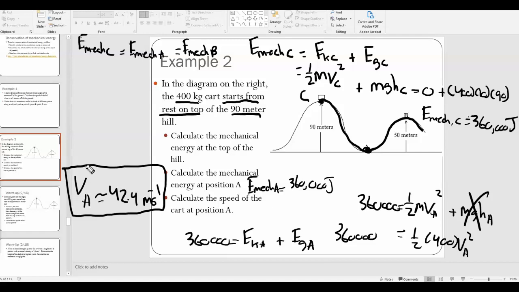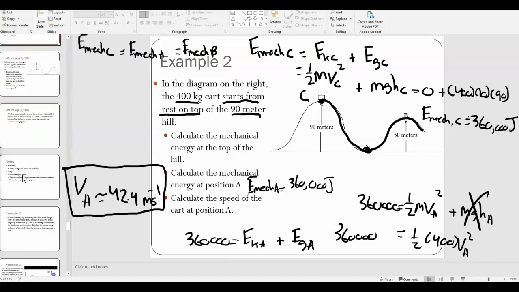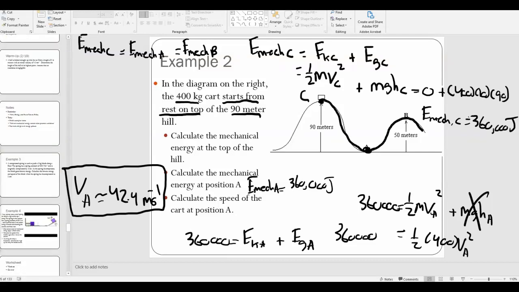So this gives us a way to solve problems. And again, the answer would be the same regardless of the shape of the hill, provided that there is no friction, which there's not in this problem. Pause there if you need to look at that some more. Okay, so let's do a few more examples with conservation of mechanical energy.